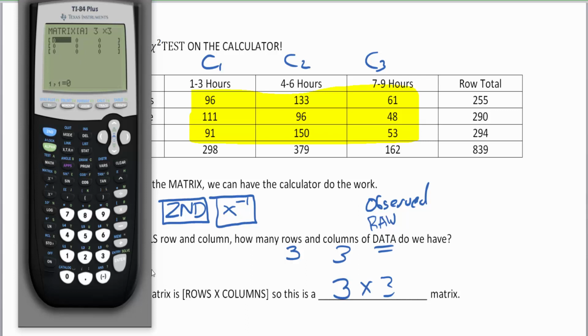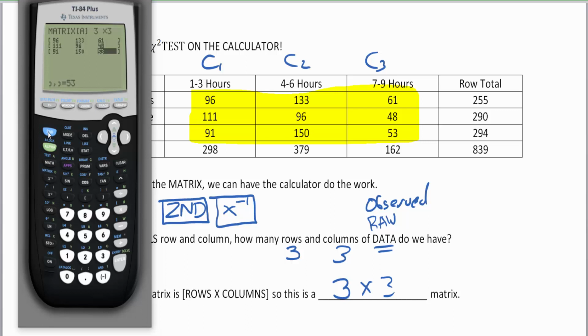But then what we do is just type in the data. So we type in 96, 133, and if you make mistakes, you can just use the keys on the calculator to fix that, as I've been doing. 61. Okay, so just enter it in and hit enter each time, and that will get you what you want. And please double, triple, quadruple check that you've entered the matrix correctly. So 96, 133, 61. It looks like my second row is fine, and my third row is also fine. Cool. That is going to give us exactly what we need to solve the problem.